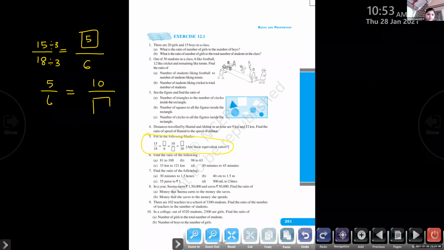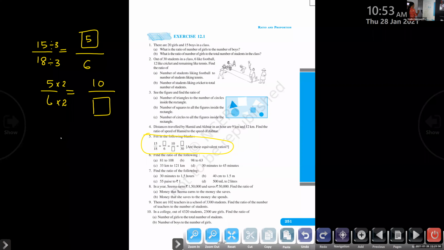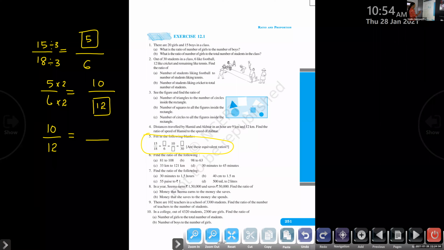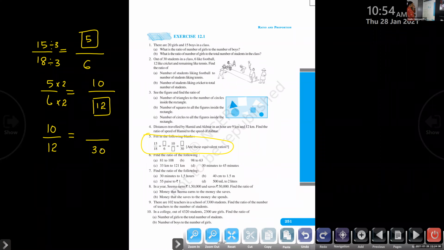10 by 12. Now 10 by 12 will move to 25 by 30. Dash by 30. What is the answer? What do you think? 25. How did you get it?